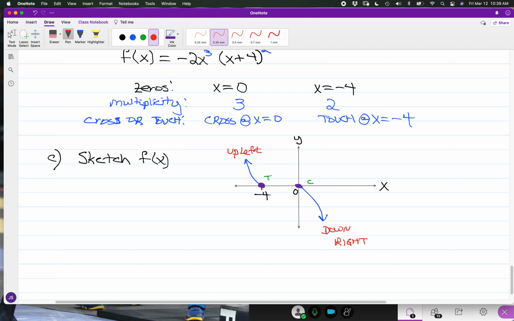Okay, and now just fill in. You have touch at x equal to negative 4. So if I go from the upper left-hand section, you have descending to the x-intercept at negative 4. Instead of crossing, it's going to touch, and it's going to go up, and then it's going to go down. And once the graph gets to the origin, it is going to cross. Okay, so this will be the dynamic of what we have for f of x equal to negative 2x cubed times the square of x plus 4.